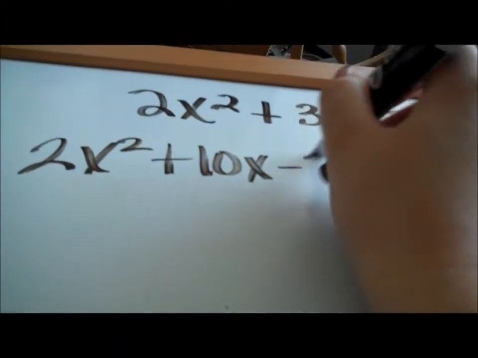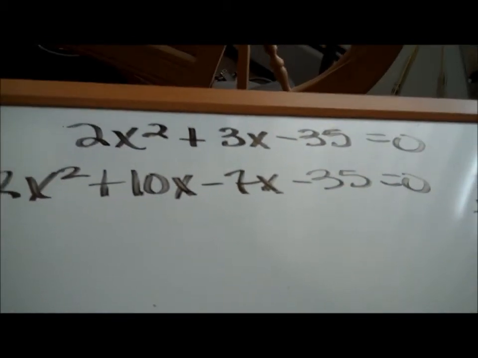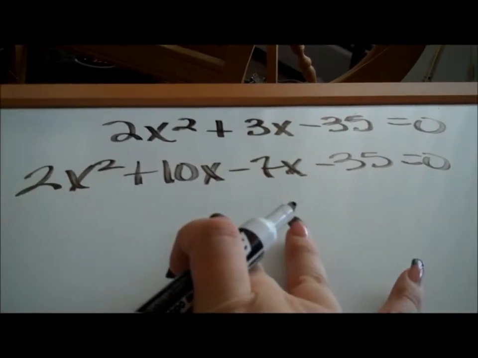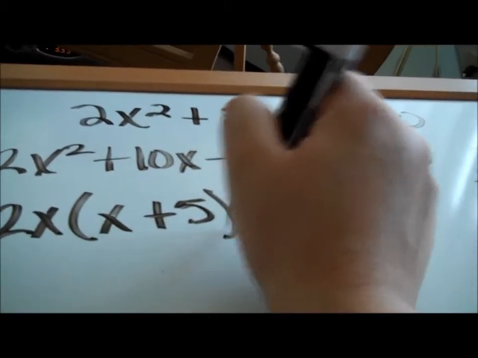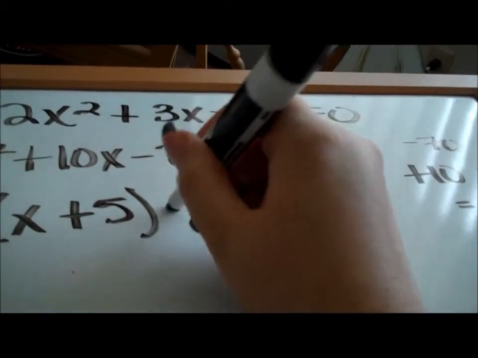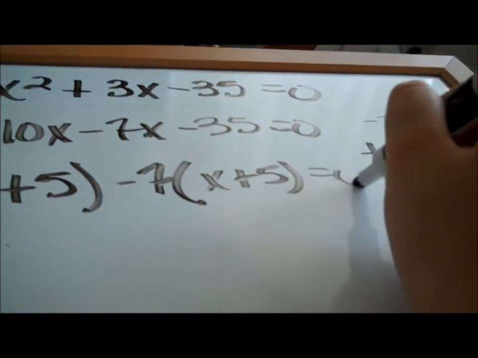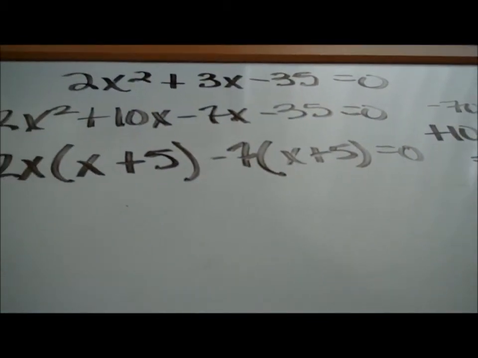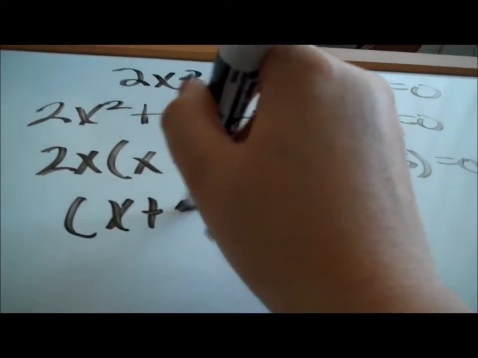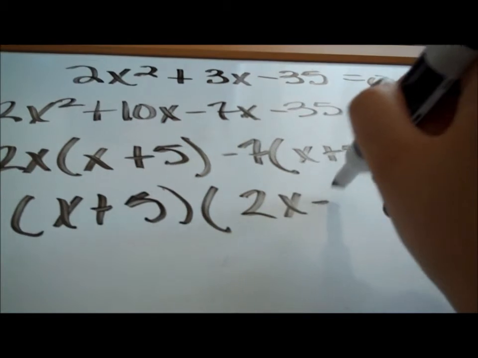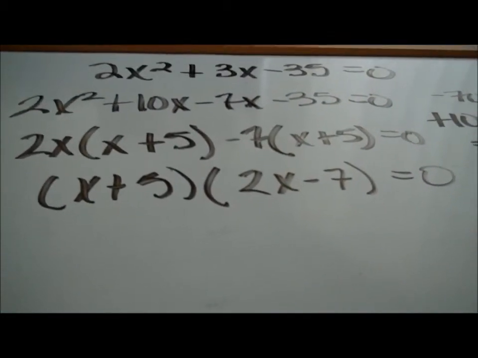Positive 10x minus 7x minus 35 equals 0. Factor by grouping. Here I have a GCF of 2x, so I have x plus 5. I have a negative 7 that I need to factor out, so I get x plus 5 equals 0. So my GCF that I can pull out of both of these is x plus 5, and 2x minus 7 equals 0. So I need to solve for the x values here.